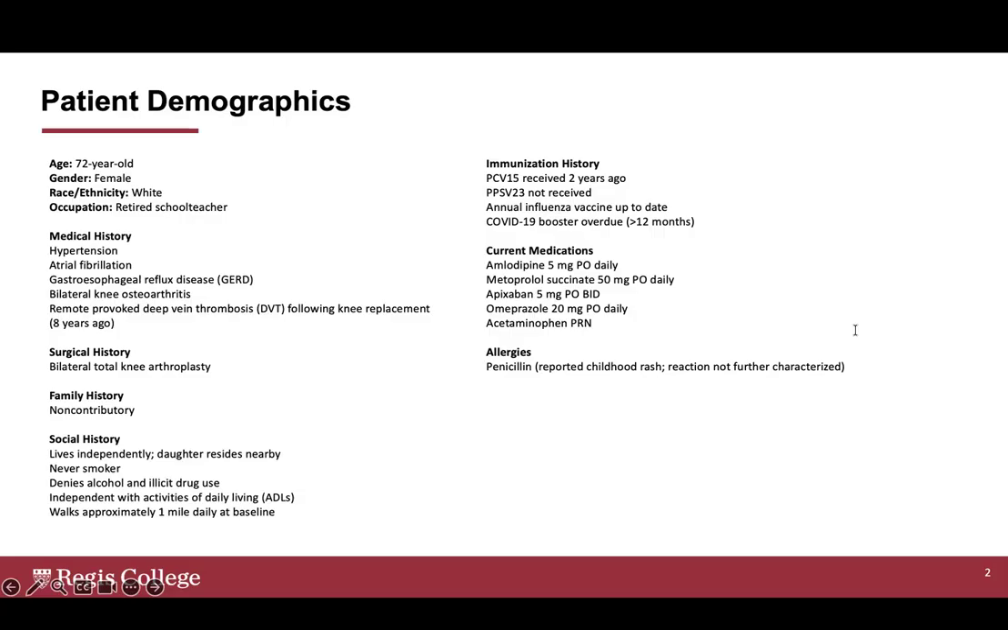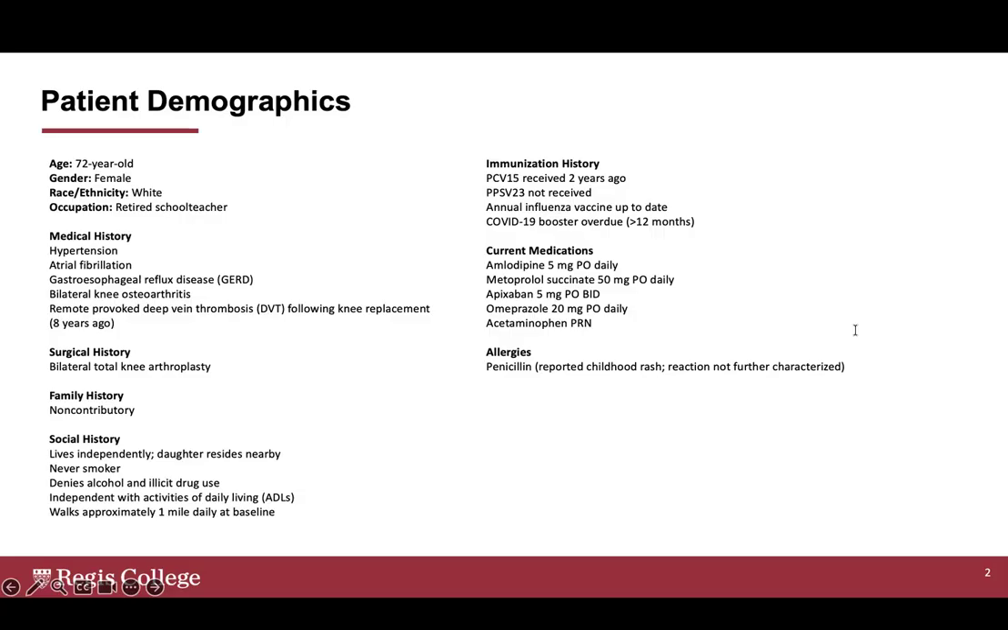That baseline became very important because everything that brought her into the clinic represented a significant change from her usual level of function. Past medical history included hypertension, AFib managed with Eliquis, GERD, bilateral knee osteoarthritis, and a remote provoked DVT following knee replacement surgery 8 years prior. Although the DVT was considered provoked, it immediately caught my attention because any prior thromboembolic event keeps PE on the differential when evaluating acute dyspnea and pleuritic chest pain.